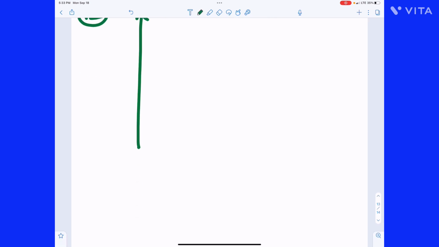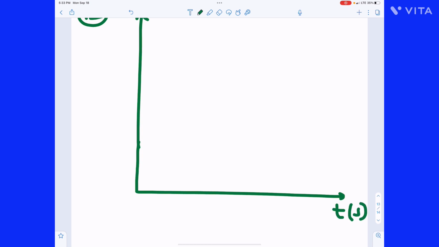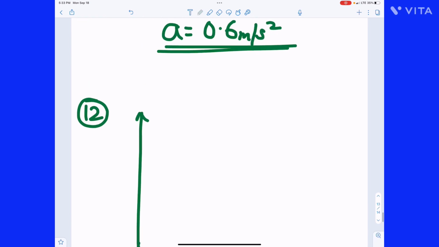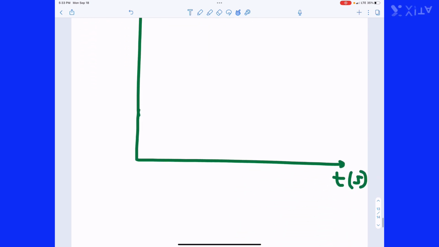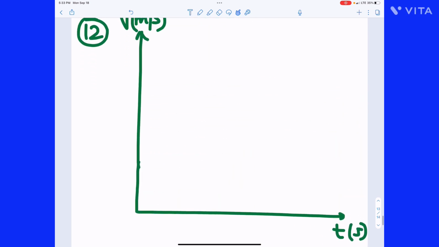I should be drawing the graph so we learn along how to draw a velocity-time graph. Okay, can you see this now? Velocity in meters per second. Velocity is in what? Meters per second. The velocity is in meters per second and the time is in seconds.